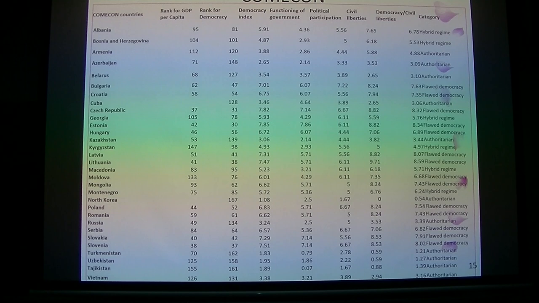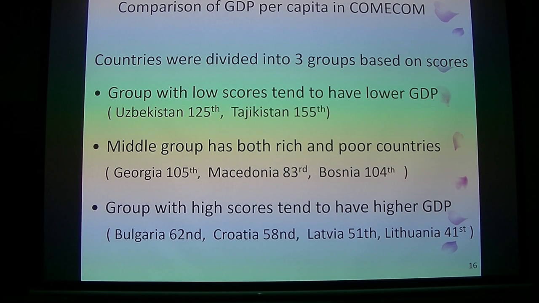So to sum up what I found, comparing GDP per capita of the three different groups in the Comecon area, I noticed that the group with low variables tends to rank lower than the other groups, and for the middle group, poor countries and relatively richer countries tend to be mixed together, and for the group with a higher index, most of them are richer than the two lower groups, and it suggests that the higher the democracy, the better the economy, and the lower the democracy, the poorer the economy.